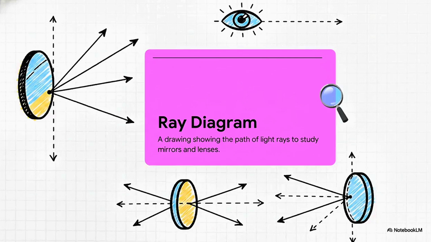It's a highly detailed drawing that charts the specific path taken by light rays from a source, off a mirror, and straight into an observer's eyes. It's basically the ultimate tool for studying how mirrors, lenses, and even cameras function. It lets us mathematically predict exactly where an image is going to appear on a piece of paper.